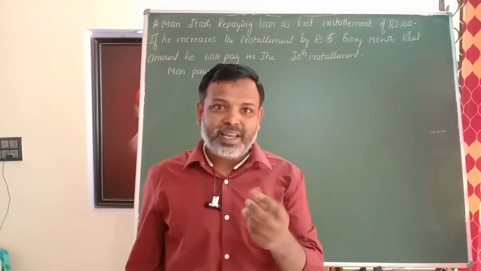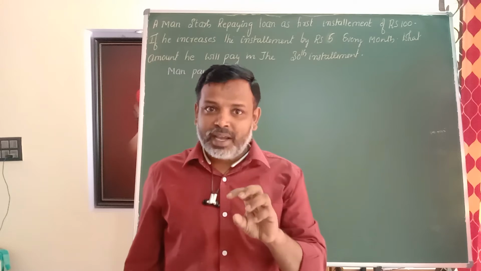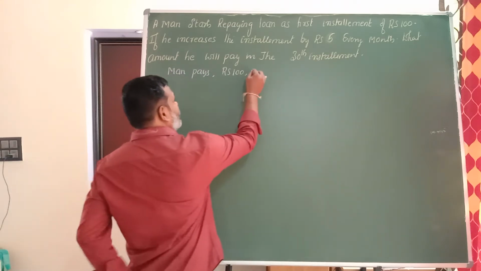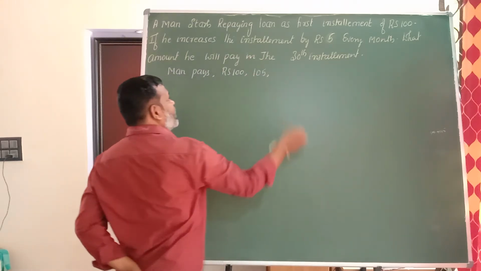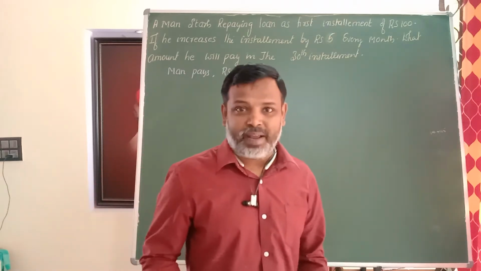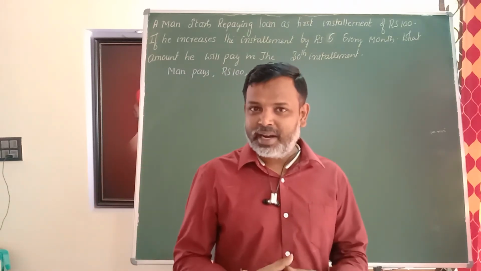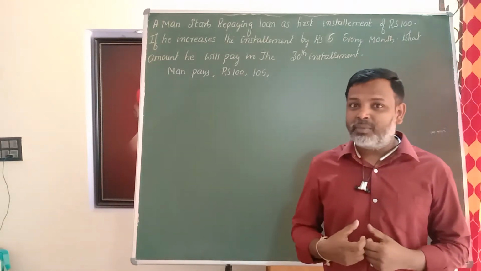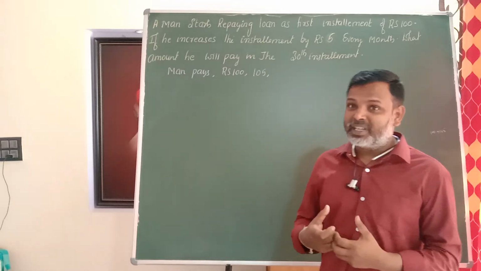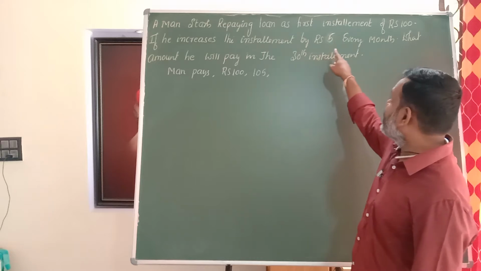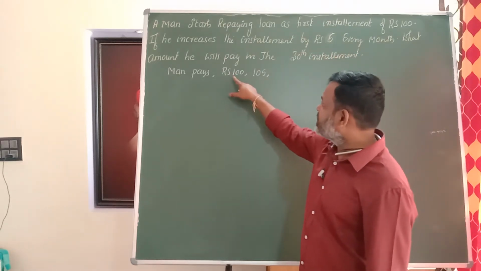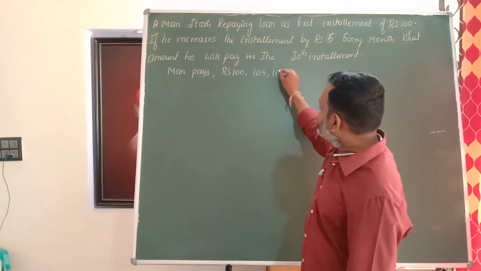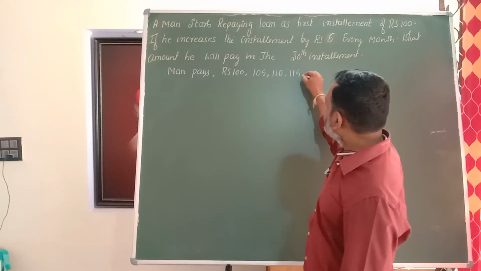If a person pays 100 rupees in the first month, in the next month he pays 100 plus an increase of 5 rupees, that is 105. What is the installment in the third month? 105 plus 5 rupees. If he increases the installment by Rs 5 every month, the first installment is 100, the next is 105, the next should be 110, then 115, and so on.